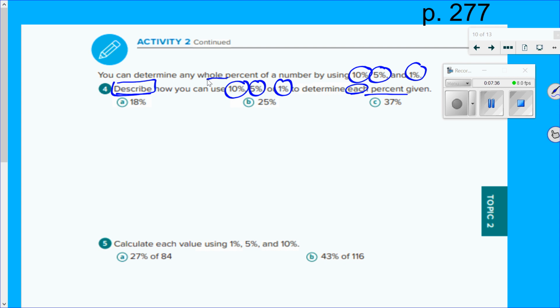We're describing it. We had enough trouble in our last one, Kingston, that I'll give you guys a little additional help on this one. So if I'm going to find 18% using tens, fives, and ones, how do you think we could do that? Anybody? I'm sorry? Addition, adding what?